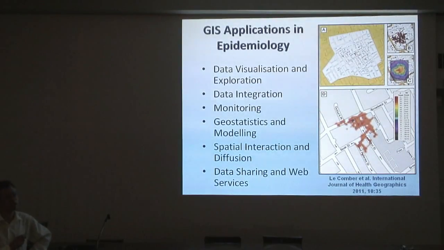Map C, it's a geoprofile. It's a modern technique previously used in crime analysis in the United States, but now epidemiologists try to use these techniques in epidemiology. And map D, it's a top 1% of geoprofile. And you can see that top 1% of geoprofile near the water pump on Broad Street.